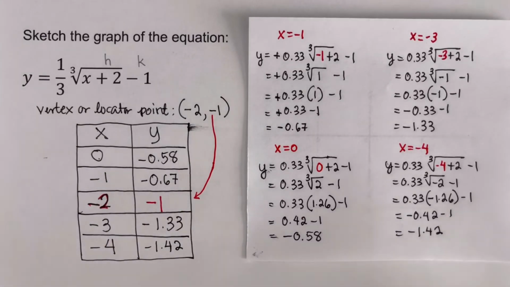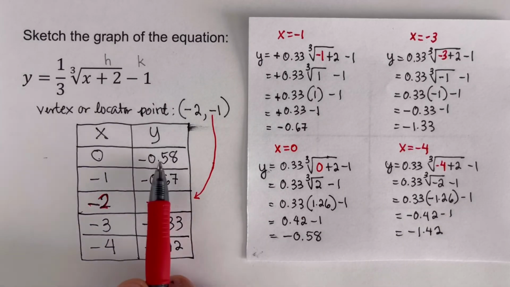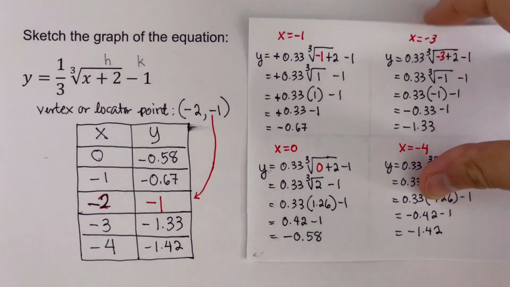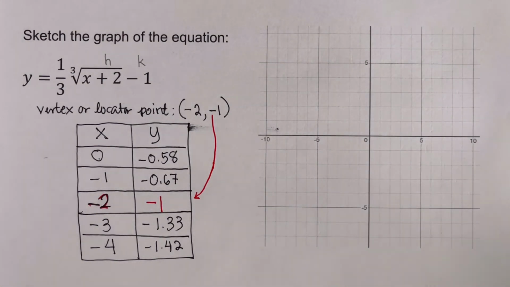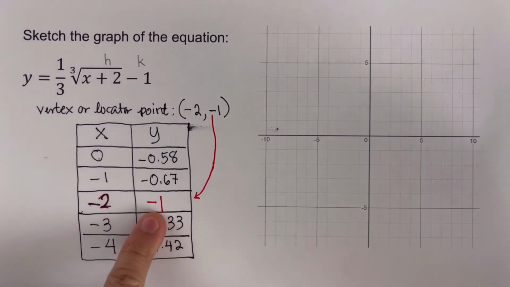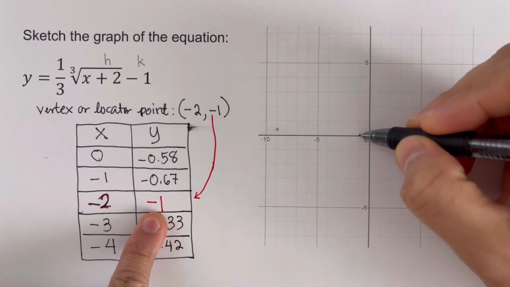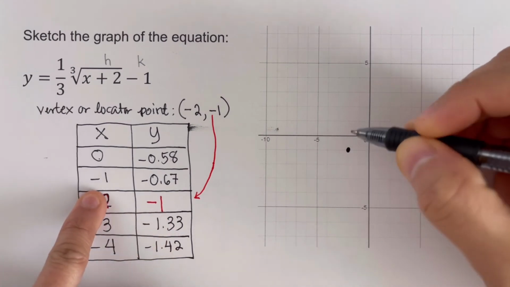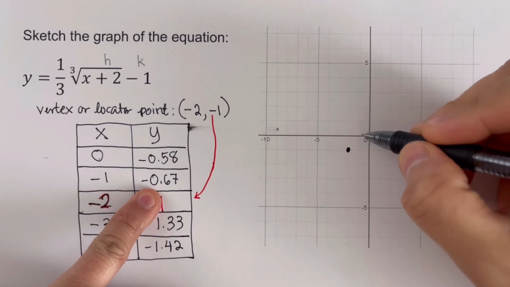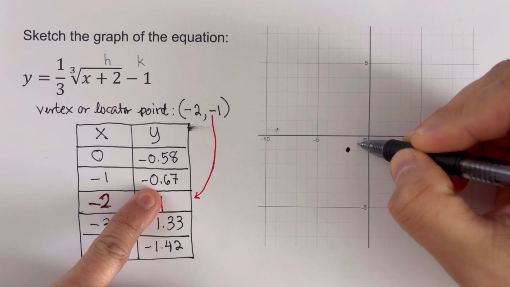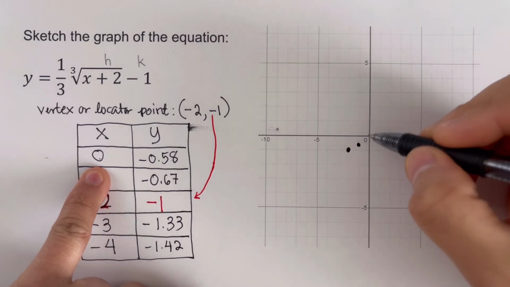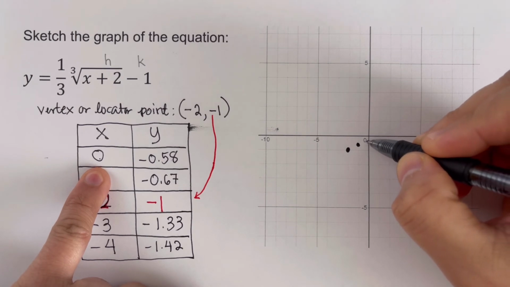Okay, so we have here the work for the rest of the values on the table, and then we already have completed the table. So that means we are ready to sketch the graph of this equation. So we go ahead and start with the vertex, which is -2, -1. So -2 and -1 is going to sit here. We also have -1 is -0.67, which should be somewhere around here. And then 0 is -0.58. So that should be somewhere around here.